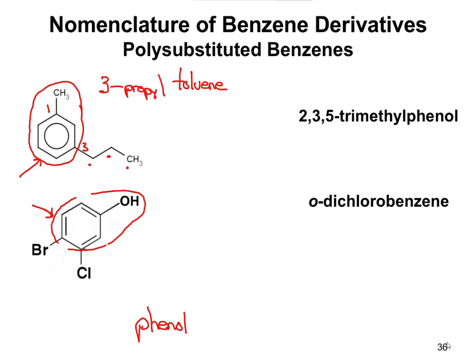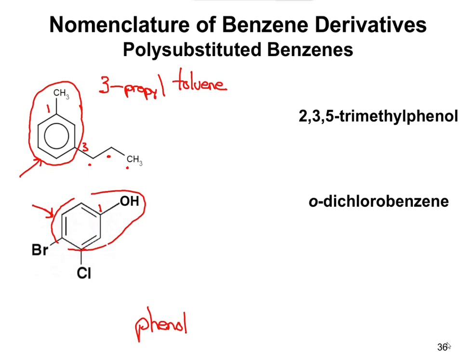So that's 1, 2, 3, 4, 5, and 6. That's better. So in this case, the substituents would be on groups 4 and 5. However, that's not going to be right, because if we go the other way around, 4 and 5 would have added up to 9.